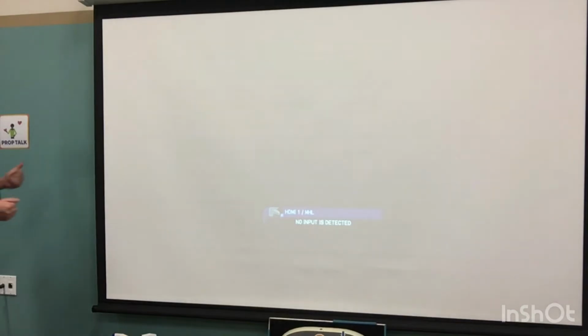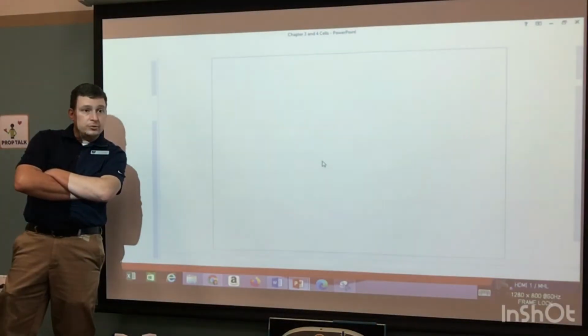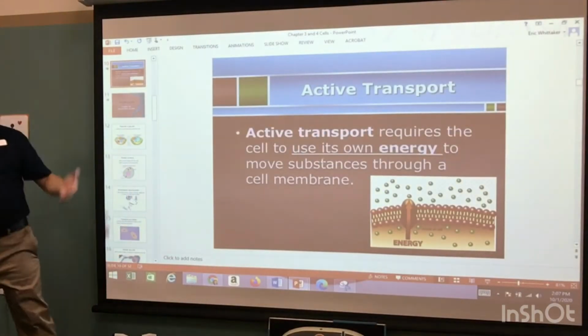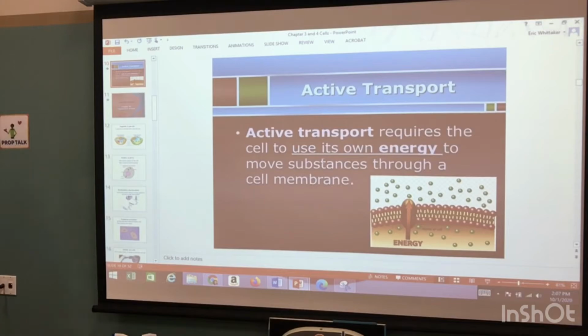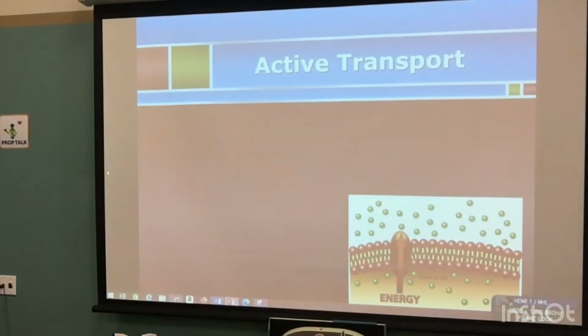And you guys know that if someone's passive, they're not using a lot of energy, are they? They're just kind of chilling out. So I bet you can figure out what active transport is then, right? It's the opposite of passive, of course. You guys know that. So let's add in a definition for active transport.